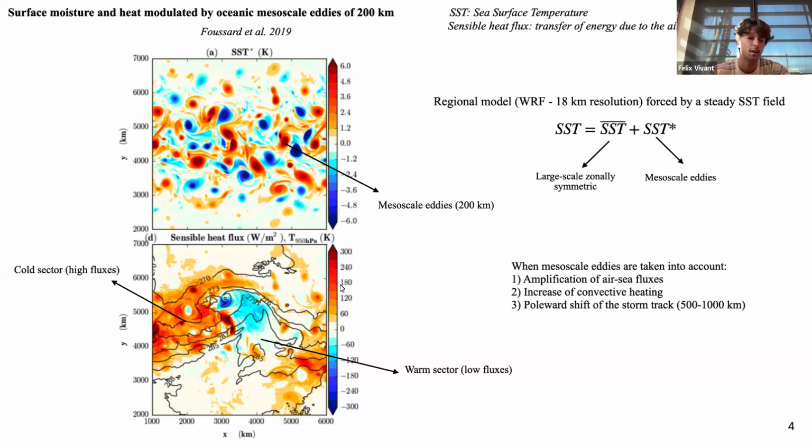And what they showed is that the amplification of air-sea fluxes due to the mesoscale increased convective heating, so convection, and so latent heat release. And this induced a polar shift of the storm tracks of about 500 kilometers. So it is known that mesoscale in the ocean strongly influences storms at mid-latitude.